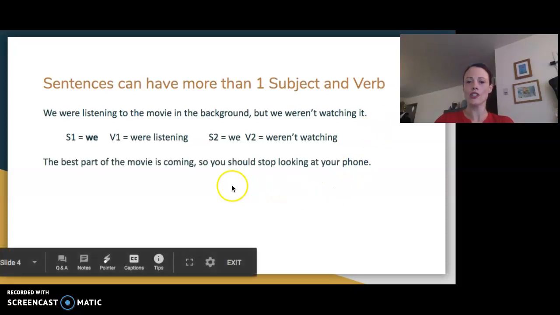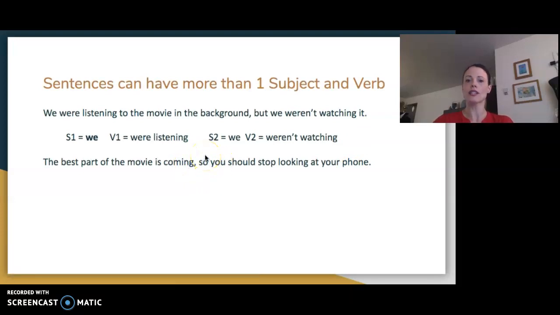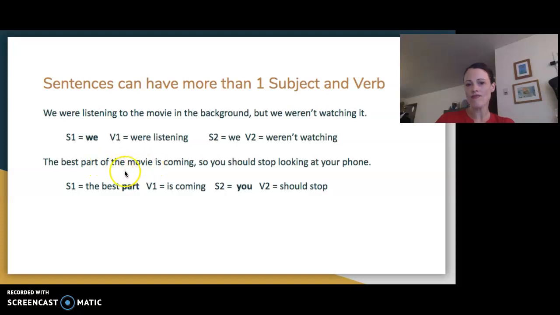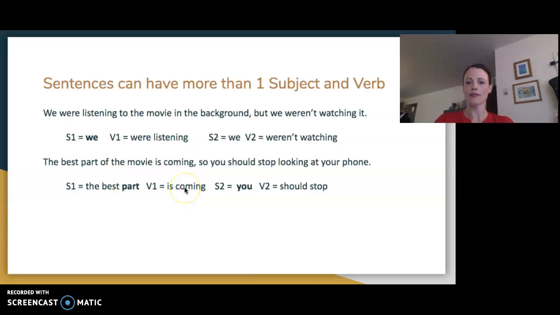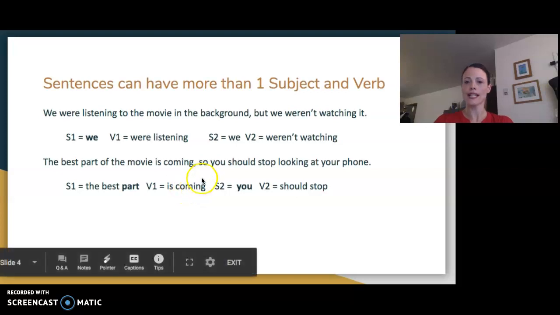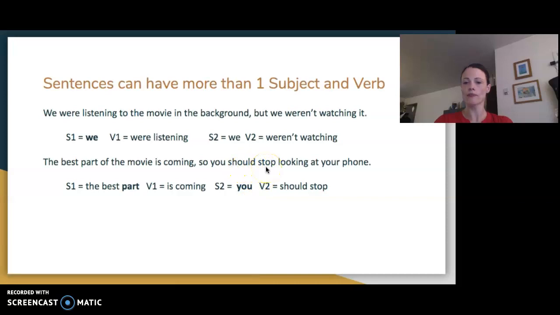So again, we have this conjunction in the middle. I'm going to have a subject and verb on each side. So take a moment. What's the first subject and verb, and what is the second? So the main subject in the first part is the word part. Remember, of the movie, that's going to be a prepositional phrase, so that's not really our subject. So part. What's our verb? Is coming. Present progressive verb, right? On the second side, we have you and should stop. That's our modal verb plus base form.